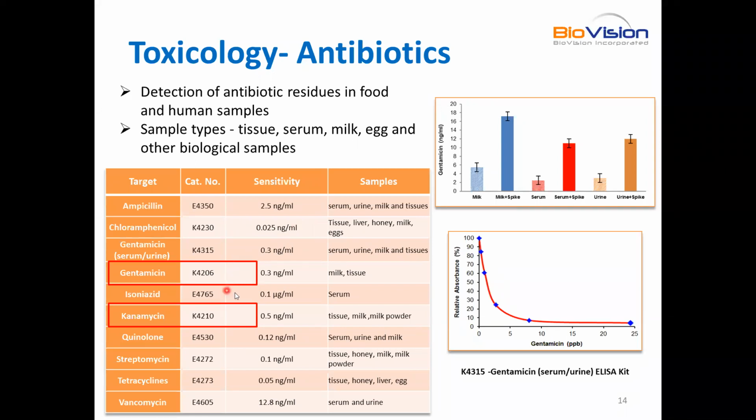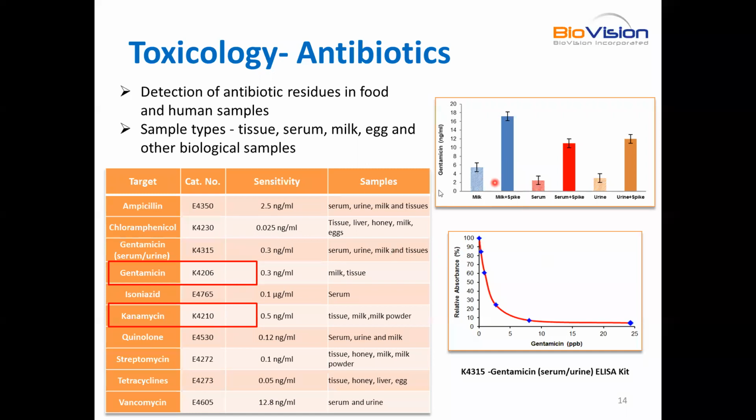And of course, as I mentioned earlier, some of these ELISA kits are validated on samples. You can see here the spike experiment. This is the data from one of our gentamicin ELISA kits, a kit that can detect gentamicin in serum or urine, and in other samples too. You can see the gentamicin concentration is detected in milk samples, serum, and urine. Actually, this data shows the spiking experiment and the recovery. So you can see that this can be used for different types of samples.